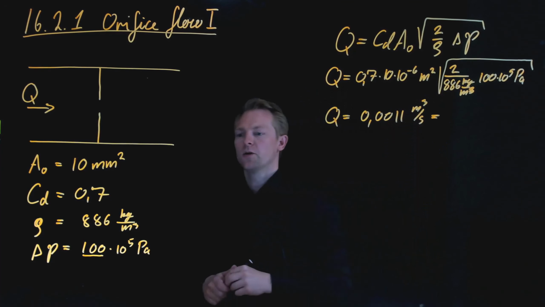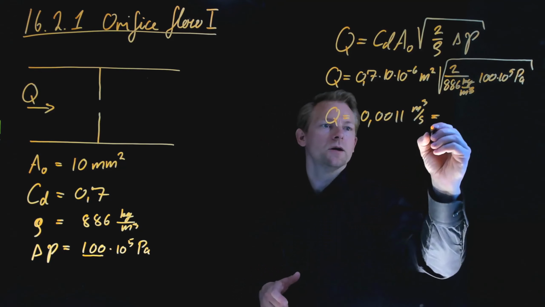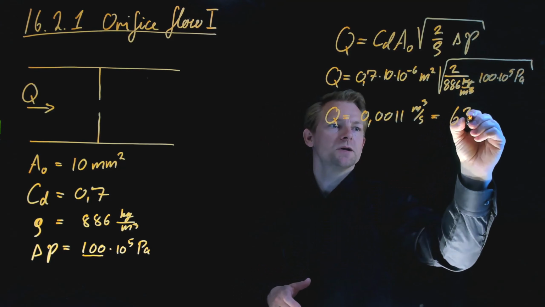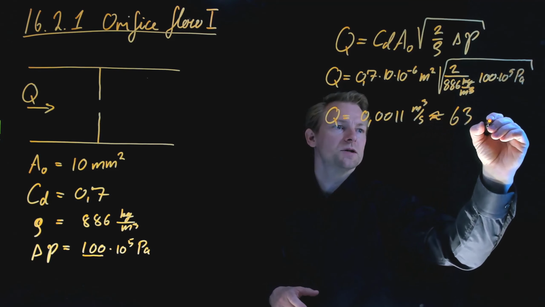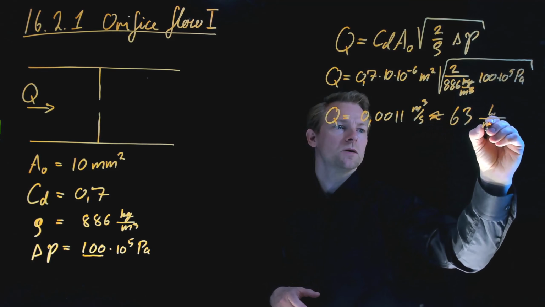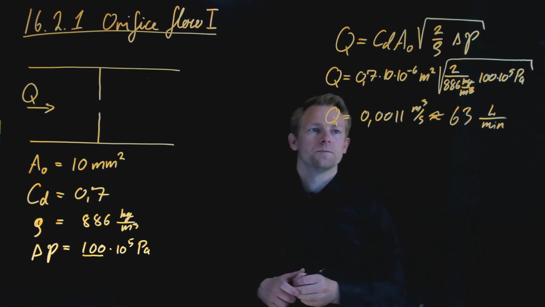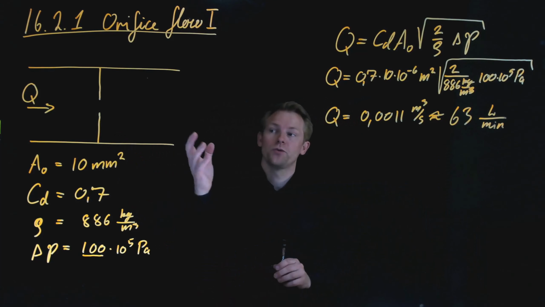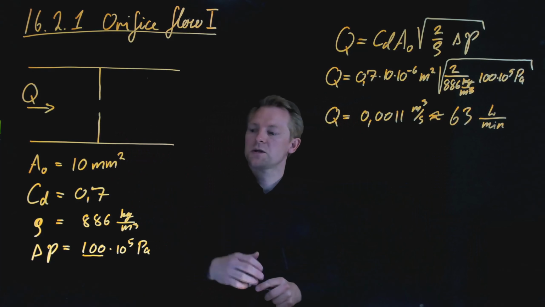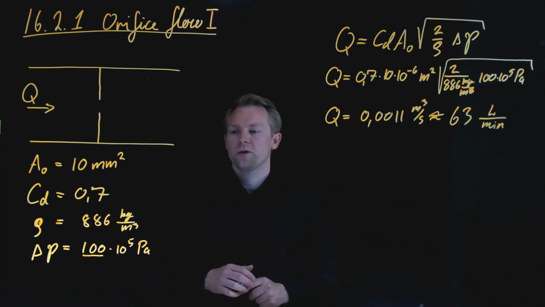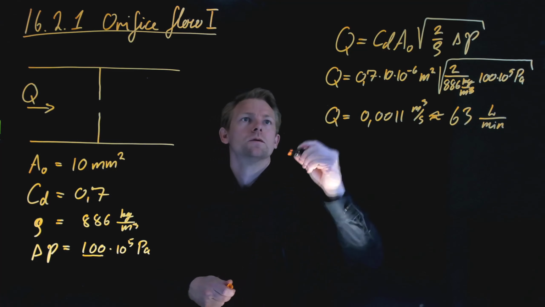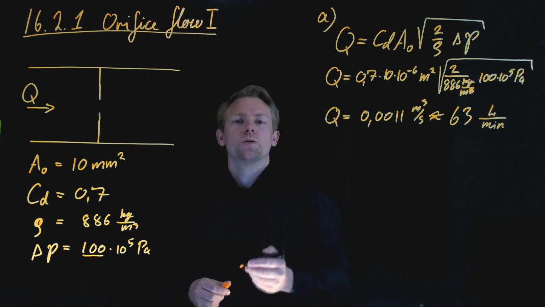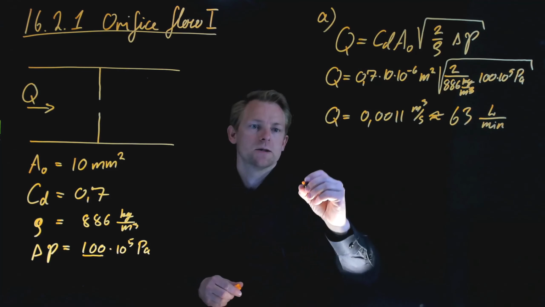And I often like to get that into liters per minute. So we have approximately 63 liters per minute as the flow that goes through the valve or our orifice when we have a pressure drop of 100 bar. So that was the first part of the exercise.